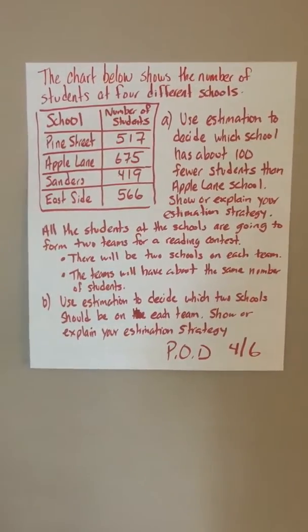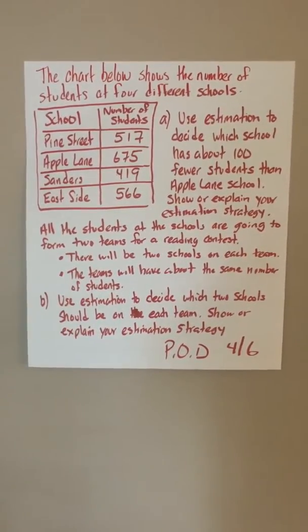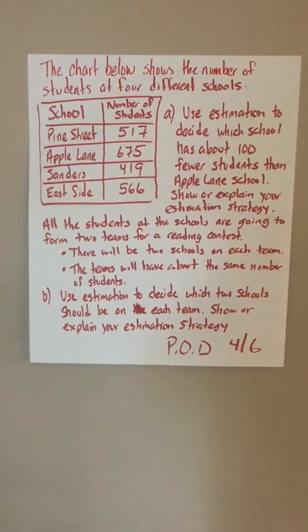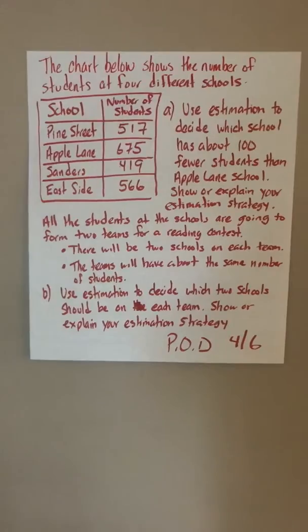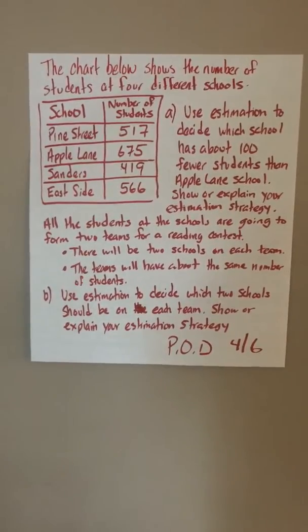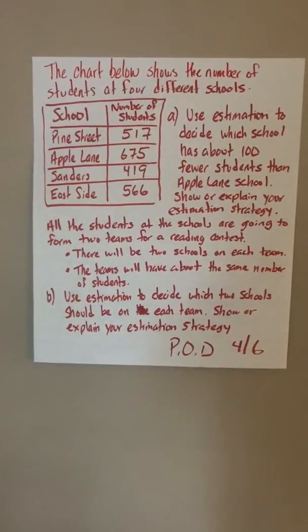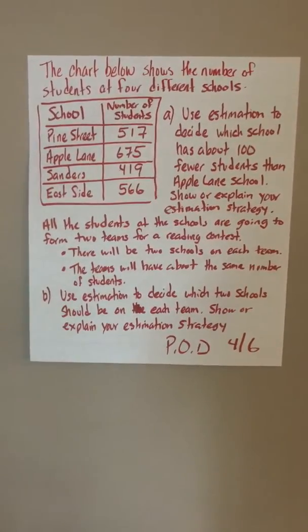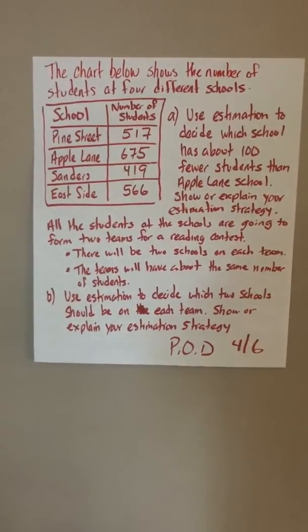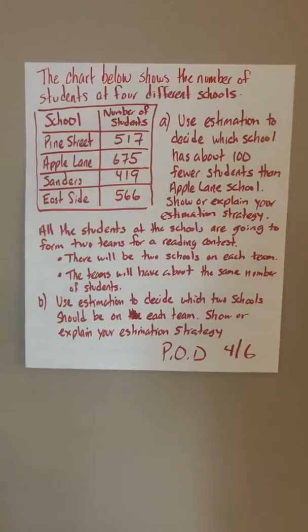So it says the chart below shows the number of students at 4 different schools. On the left side, we have the schools. On the right-hand side, we have the number of students. So Pine Street has 517 students. Apple Lane School has 675 students. Sanders School has 419 students. And East Side has 566 students.